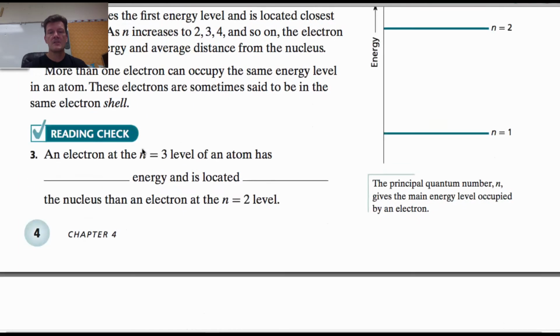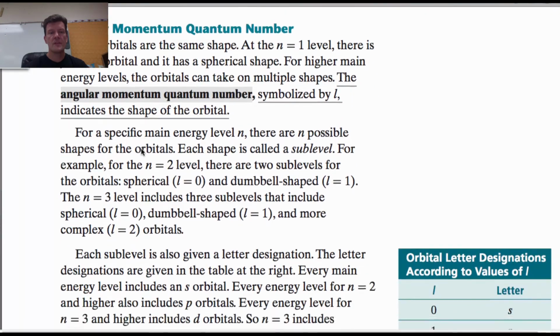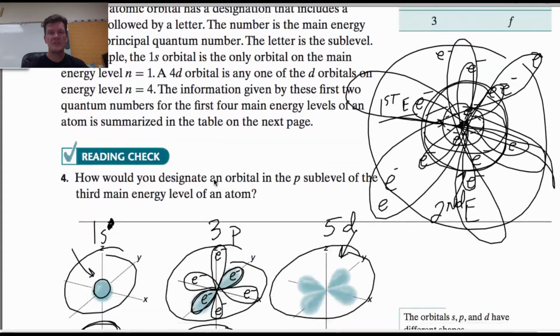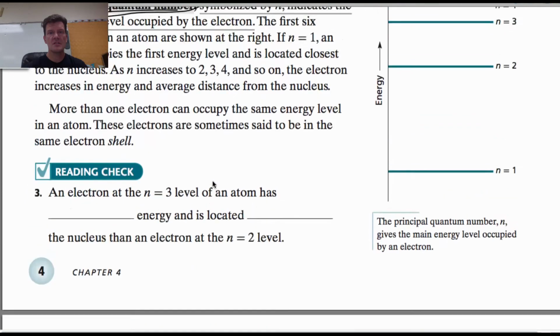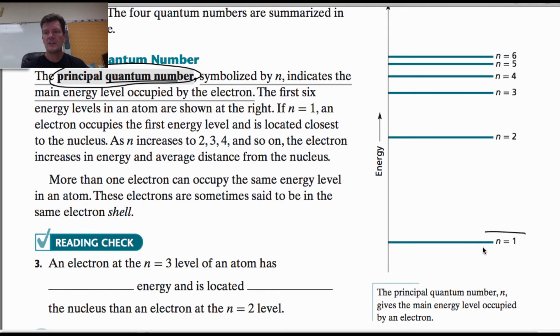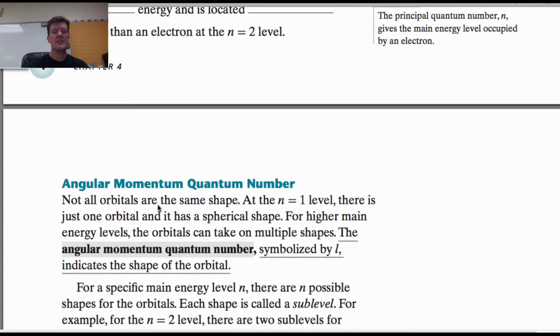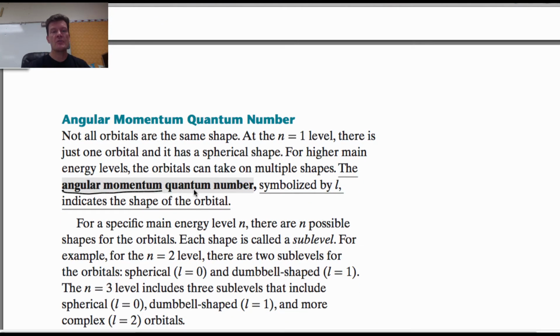Okay? So you might have, for example, the first energy level, the principal quantum number is 1. At the second energy level, it's 2, 3, 4, etc. So that principal quantum number, we're going to use the letter N, is just telling us what energy level we're at.